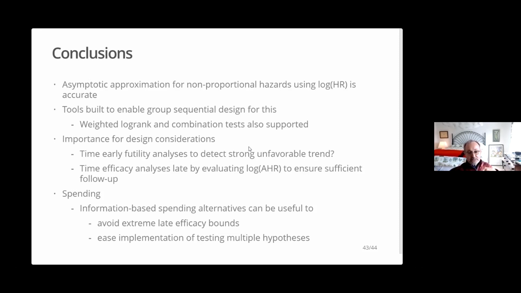So spending, I'll just say again that I think information-based spending alternatives can be useful. Spending by information has gotten us in trouble, to avoid late, overly stringent final efficacy bounds if we overspend early. But also it's important, in the context when you're testing multiple hypotheses, to just simplify spending so you can test all of your hypotheses at one time.